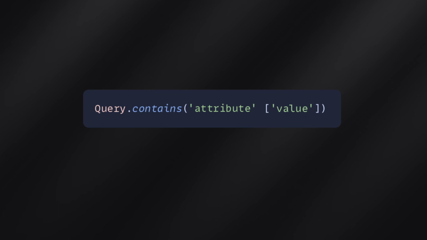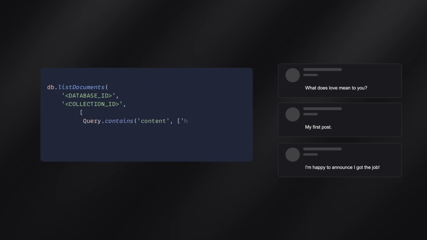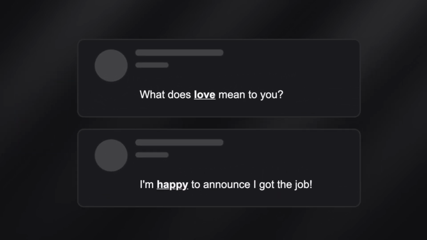The contains operator allows us to search for any substring inside of a text attribute. So to use it, we'll just call query.contains against any text attribute such as content. And in this example, it'll just retrieve every document that contains the words happy and love.